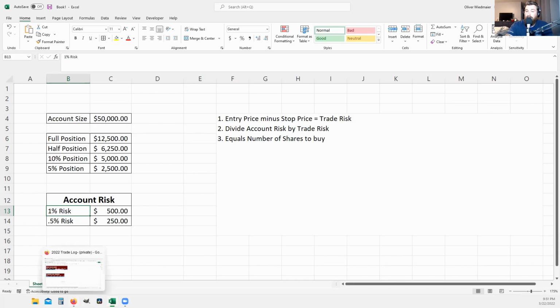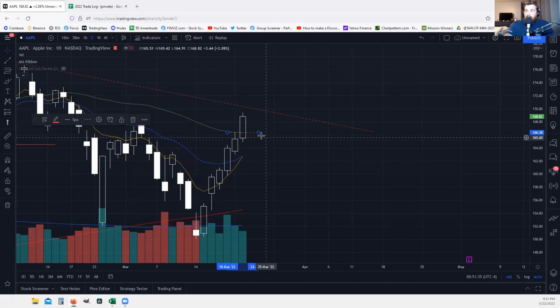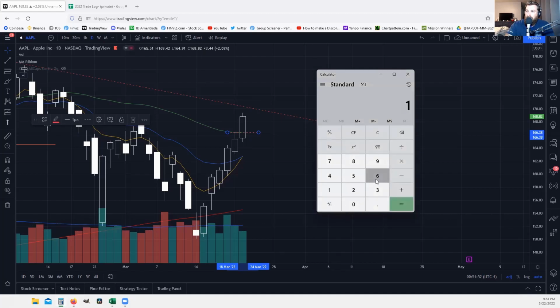We're going to use Apple. The first thing I'm going to do is define when I'm going to enter the price. If we're trading on this candle, I would like to enter on the high of this candle. So this high was 166.38. I'm just going to pull up a calculator. 166.38. Now I'm going to subtract where I'm going to put my stop. For this, I'm going to put my stop at $165, which would be the low of the day.